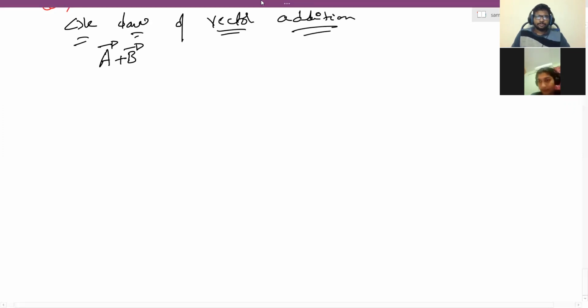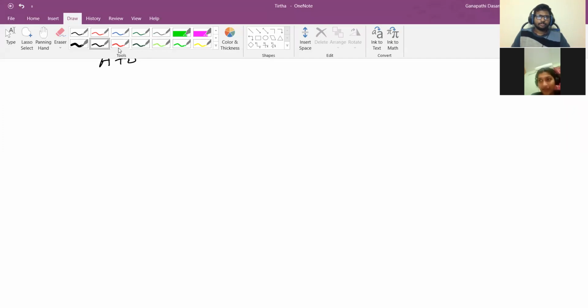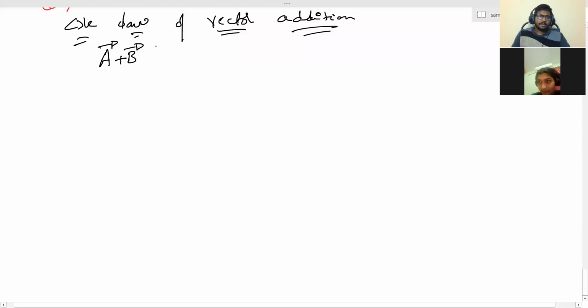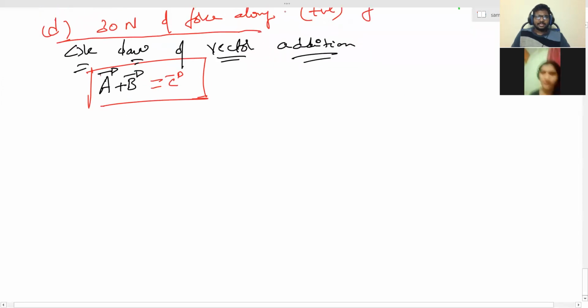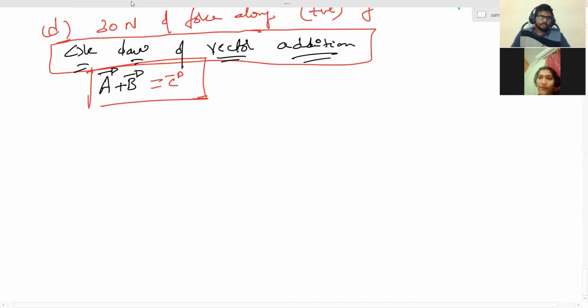What is the triangle of? Vector addition. If A vector plus B vector is equal to C vector. I told you, right? Vector algebra will be there. There will be a lot of rules, but one very important is how to add vectors. In that, there is a law called the triangle law of vector addition.